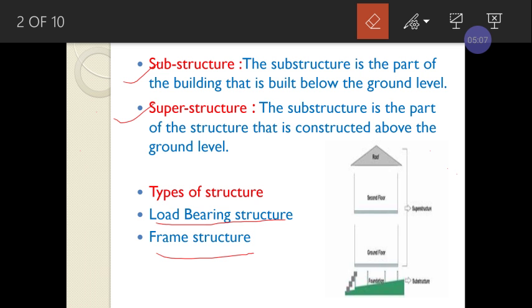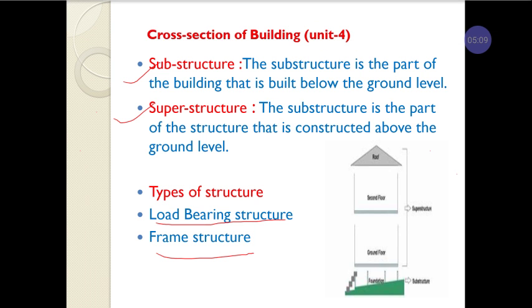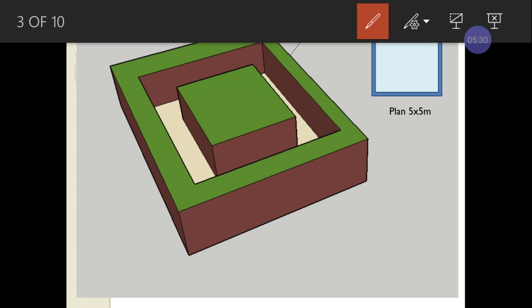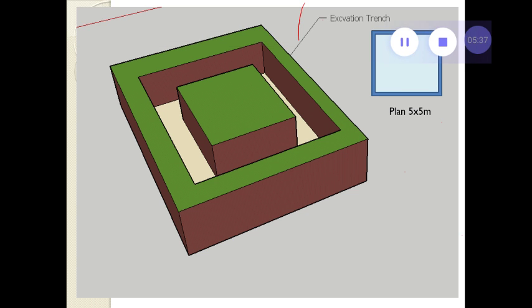This type of structure is called a frame structure, where there is a network of frames connected to each other. This will transfer the loads from the columns to the column footing. The footing or foundation which is provided for the frame structure is different from that of load bearing structures. We'll try to find out the difference between these two types of structures.